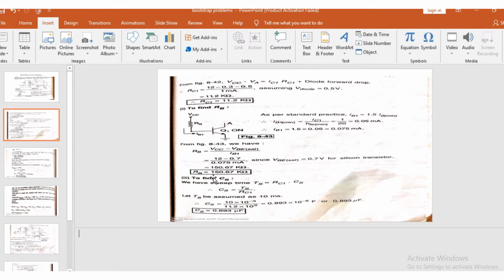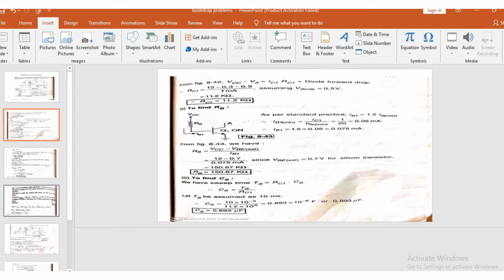Next we have to find the capacitor CS. For finding CS, we have a formula for sweep time. Sweep time is given as TS equal to RC1 into CS. From that we get the formula CS equal to TS by RC1. Let us assume that the value of TS is 10 milliseconds. Substituting all those values, we get CS equal to 0.893 microfarad.